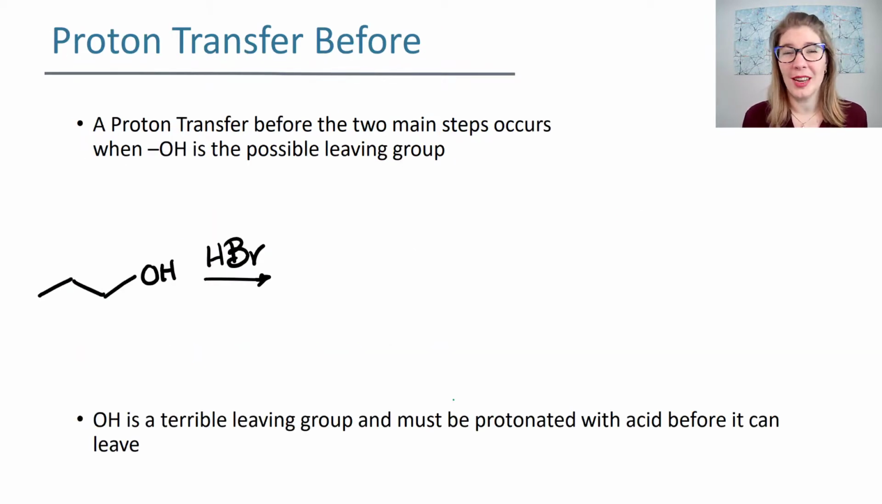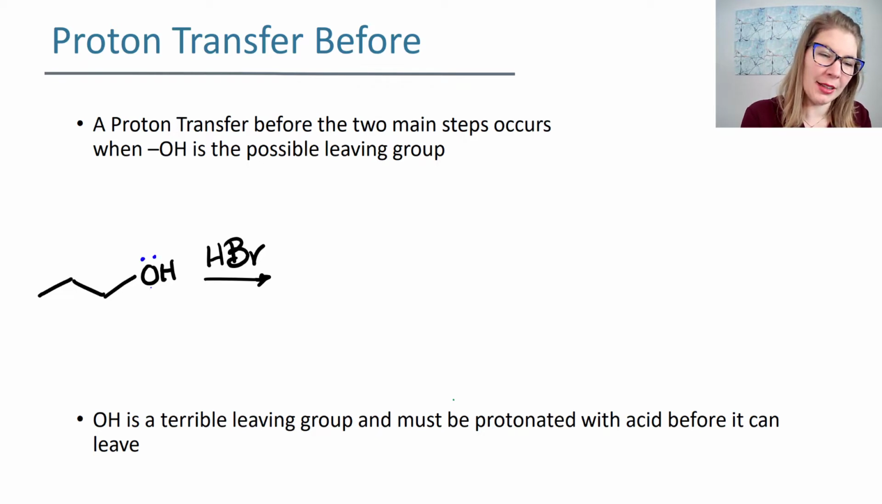If you start with an alcohol where your OH is meant to be your leaving group, you need to protonate that OH first. OH on its own is a terrible leaving group. What we'll do is add some acid in order for us to protonate that OH and turn it into what I call bound water. Let's draw that out really quick.